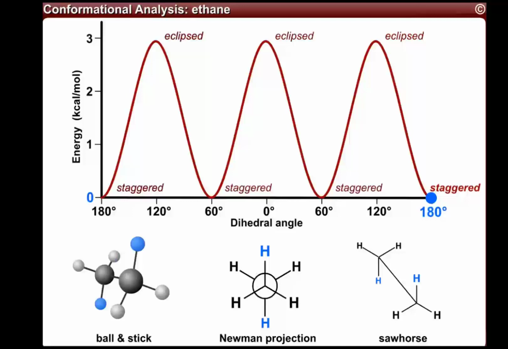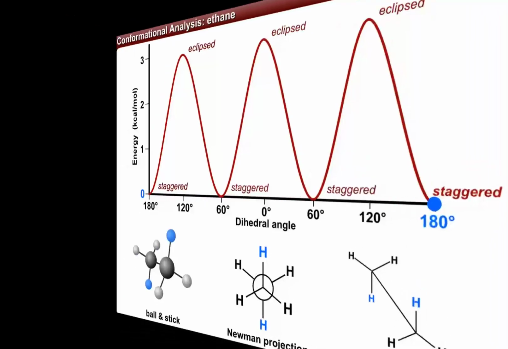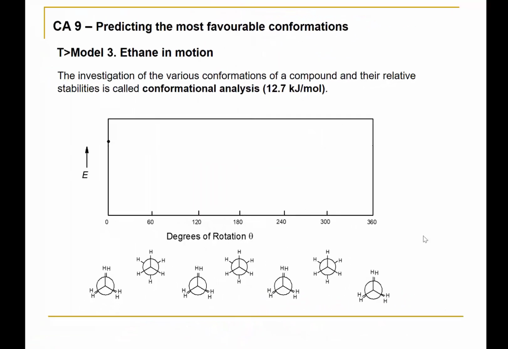Let us turn to the notes where we can represent this in our own diagram. Now I've provided the number 12.7 kilojoules per mole to remind myself that that's the maximum difference in energy between the staggered and the eclipsed conformations. Now my x-axis is a little different. I am starting with an eclipsed conformer, and you can see that it has a maximum amount of energy.